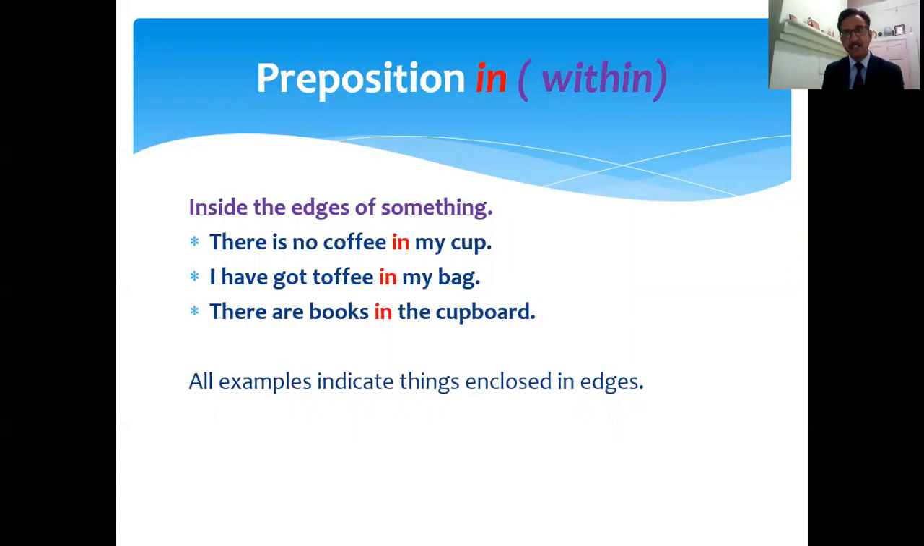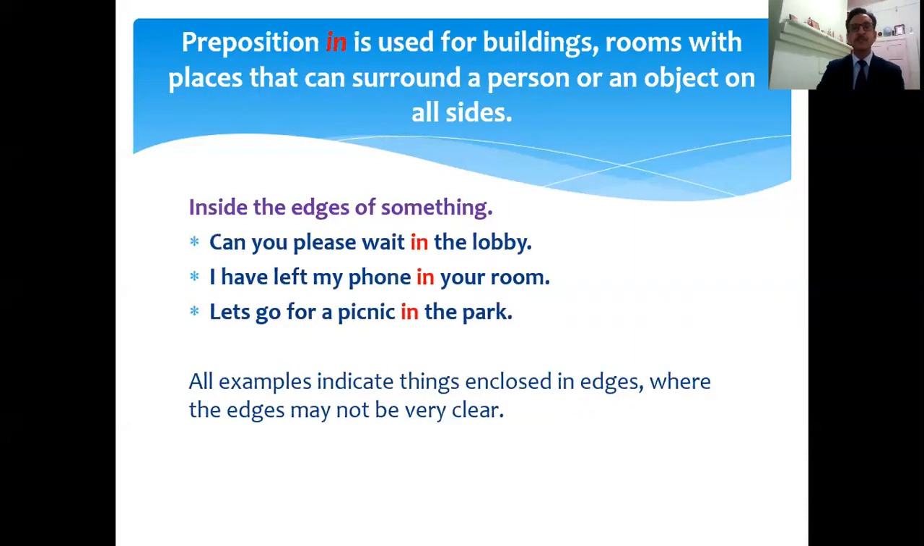When we say in with buildings or rooms and places that can surround a person or an object on all sides, there is a major difference here. Can you take a seat in the waiting room, please? I've left my bag in your office. Why don't we have a picnic in the park? So there you are. The preposition in is used for buildings, rooms, and places that can surround a person or an object on all sides, inside the edges of something.